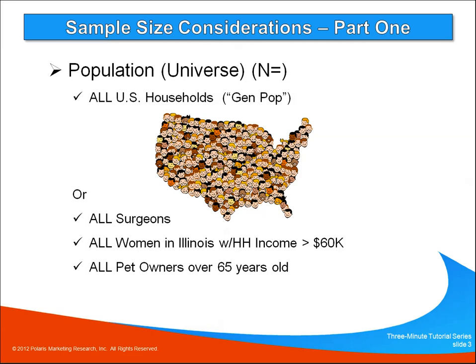Let's discuss the word population as applies to survey research. This would be all the people in the universe that fall into the description of the particular type of person I'm interested in interviewing. On this slide we see examples of a population or a universe. For example, all U.S. households. That's frequently referred to as the general population or GenPop. Or it could be all surgeons or all women in Illinois with certain household income level, or pet owners over a certain age. The operative term here is the word all, meaning everybody in the universe that fits that description.